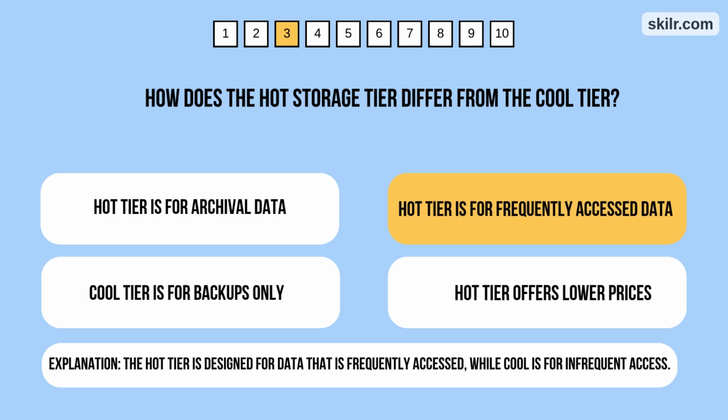Question 3. How does the Hot Storage tier differ from the Cool tier? The answer is Hot tier is for frequently accessed data, as the Hot tier is designed for data that is frequently accessed, while Cool is for infrequent access.